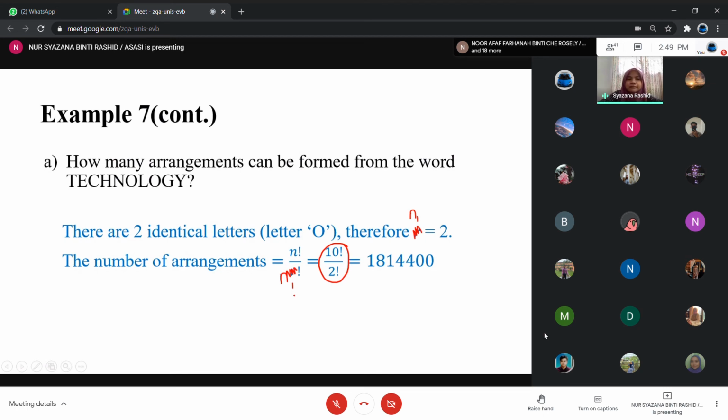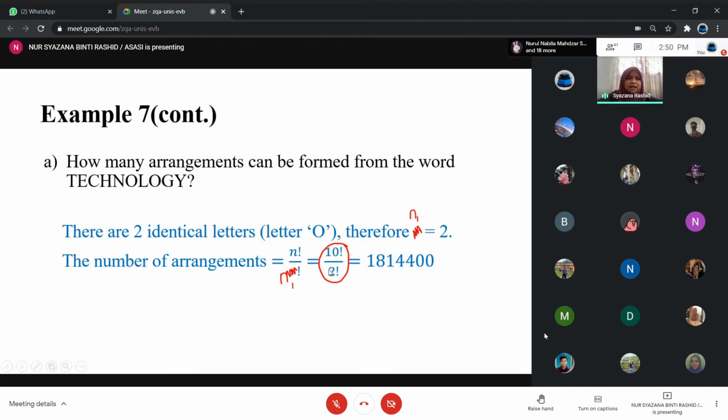Okay. N1 maksudnya ada objek yang number of object which have a similar category, in the same category. Okay. So kalau you nak buat 2 factorial times 1 factorial, 1 factorial banyak-banyak tu pun tak ada masalah. Tapi kita buang masa lah sebab kita tahu 1 factorial is 1. So just ignore that part.